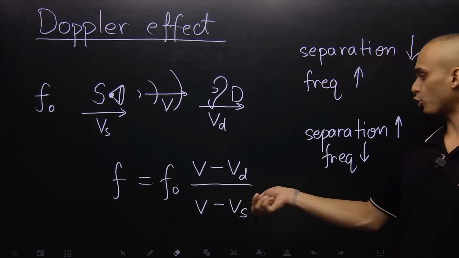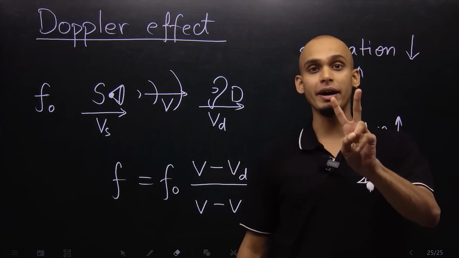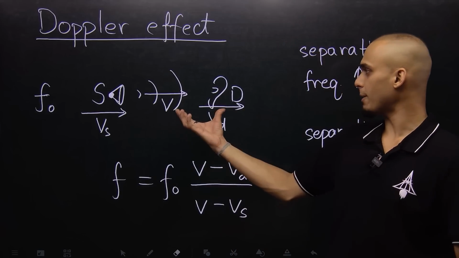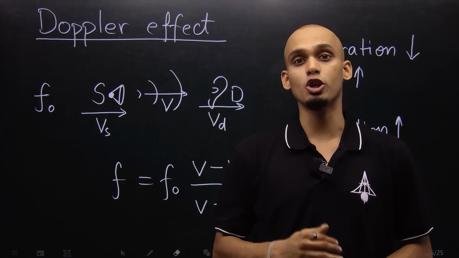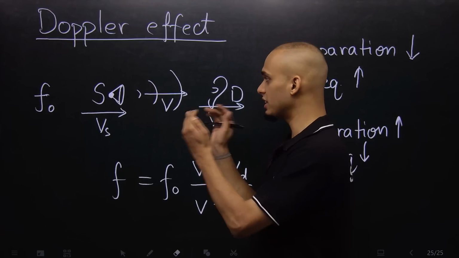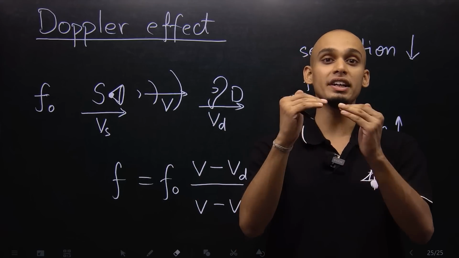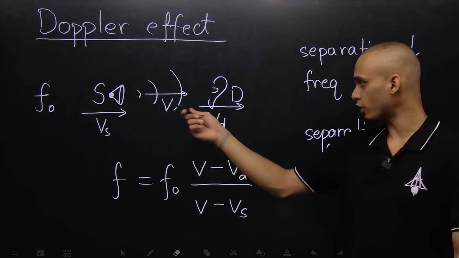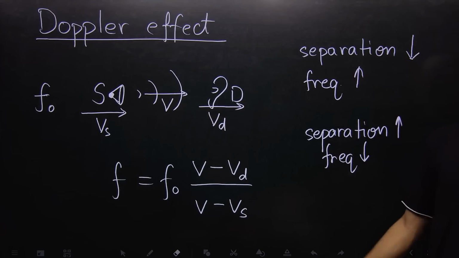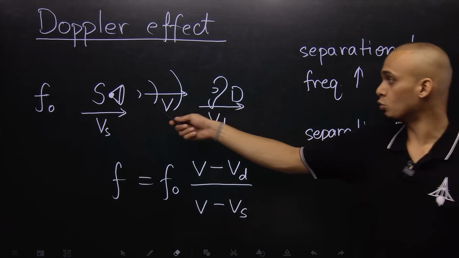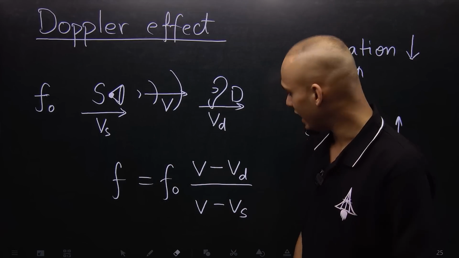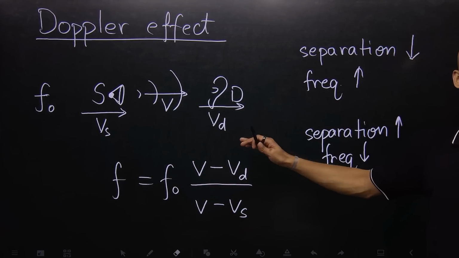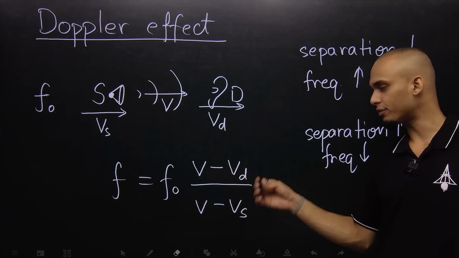If you are not able to remember this formula, you need to keep in mind just two things: that if the separation of the source and detector is decreasing, then frequency observed should increase, and if the separation is increasing, then frequency observed should decrease. And the source velocity always comes in the denominator and the detector velocity always comes in the numerator. So for example, if the detector is moving away from the source, it will try to decrease the frequency, and hence the numerator should become smaller, hence we get minus of Vd.